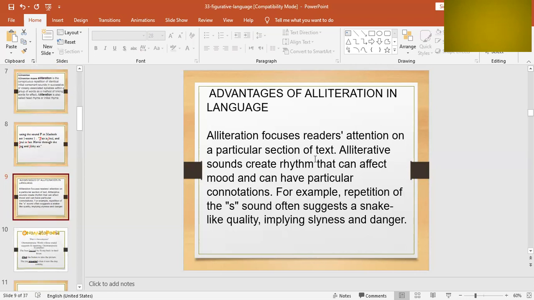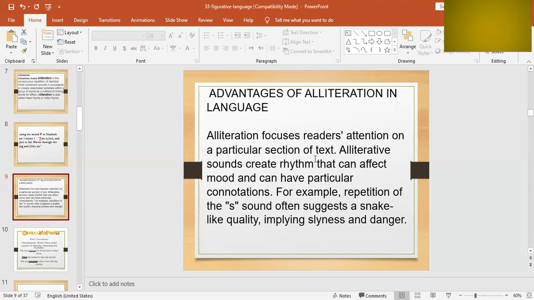In English, the sound S, for example, suggests something like snakes, something dangerous. So sounds have an effect on our moods, on the reader's mood, okay? So sound creates rhythm, you know what rhythm is, and that affects the mood and can have particular connotation. Connotation is not the literal meaning of the word, but something around it, something behind the word.